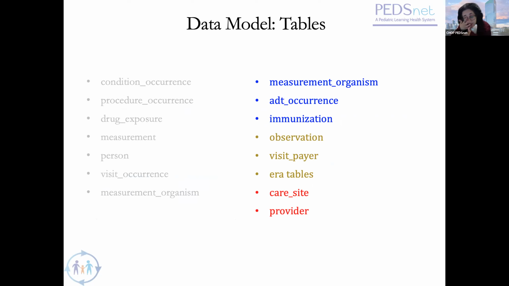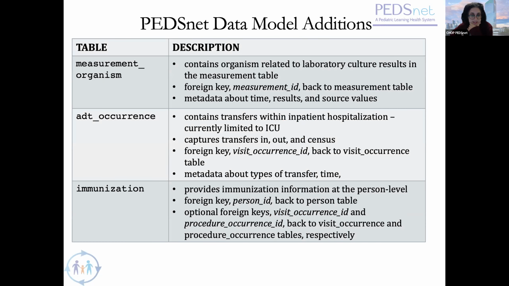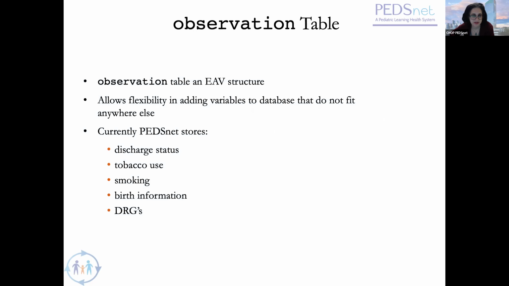So then, as I mentioned, we have some additional tables that we use. The measurement organism table is a completely new table that contains organisms related to laboratory culture results. ADT occurrence is the ICU table, and the immunization table is new too. And then the observation table is in the EAV structure in OMOP, and in PEDSnet we use it to represent discharge status, tobacco use, smoking, birth information, and DRGs.